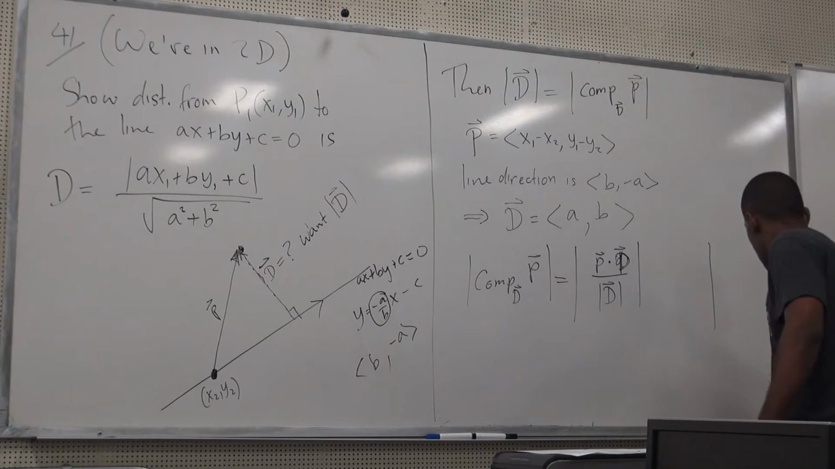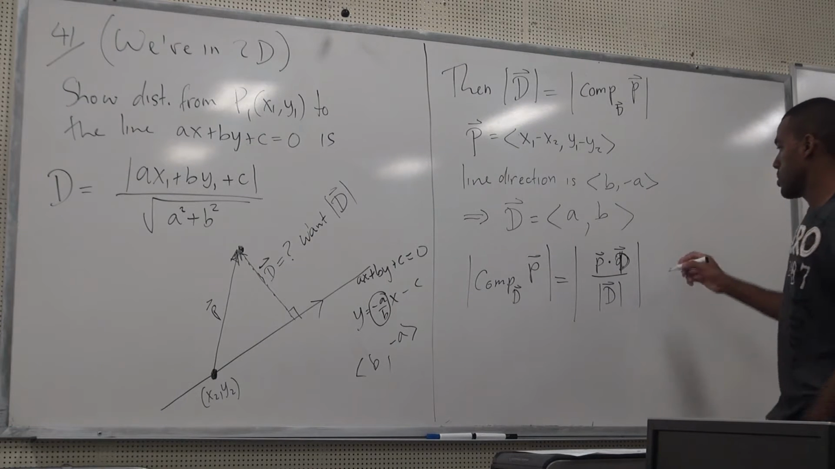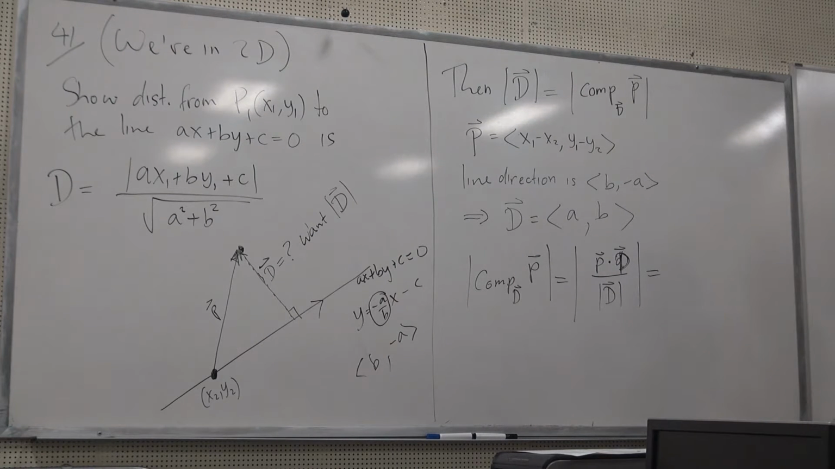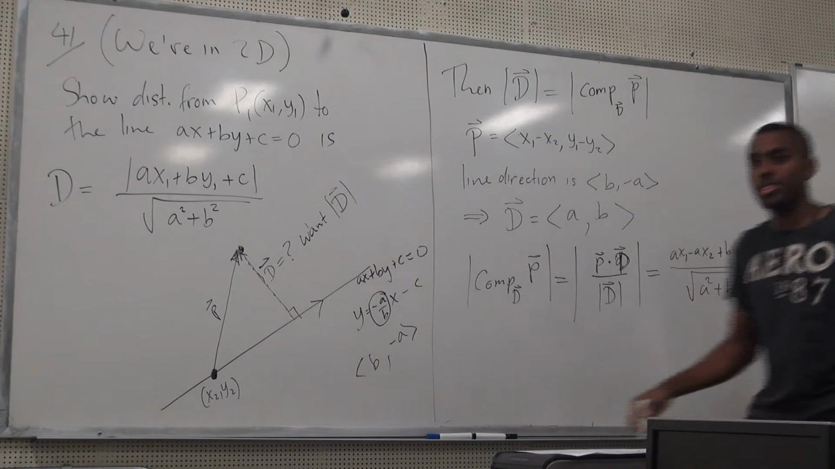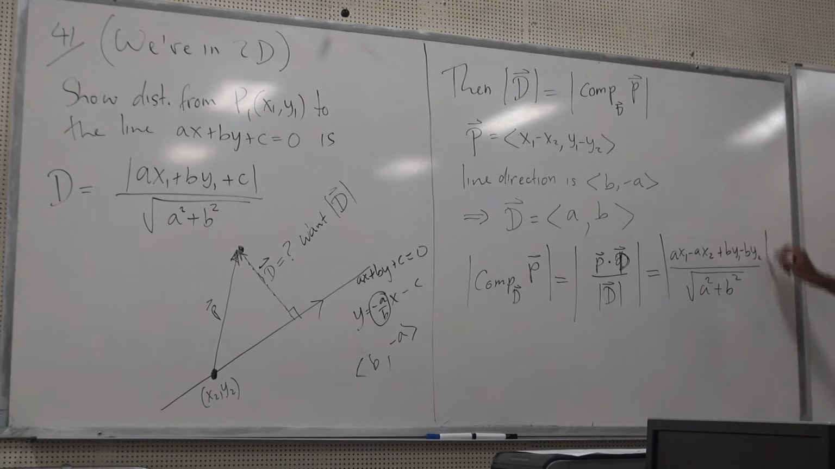Okay, so what does that give us? So p dot d, I just dot product this with that. So I take a times this. So this is ax1 minus ax2. B times that, plus by1 minus by2, over, what's the size of d? Starting to see some light here. Okay, this is all in absolute values.